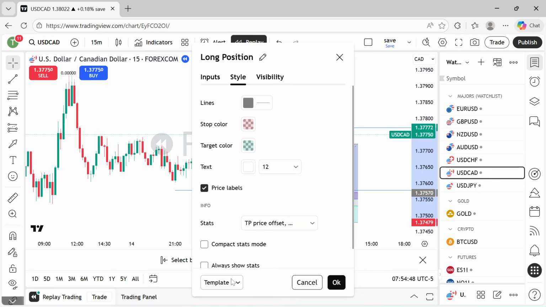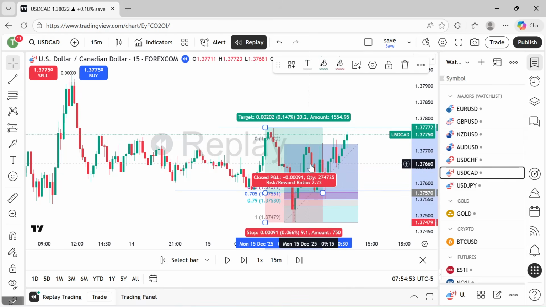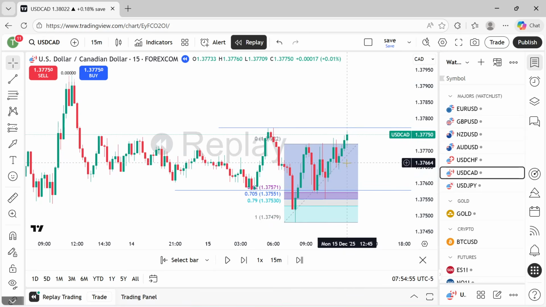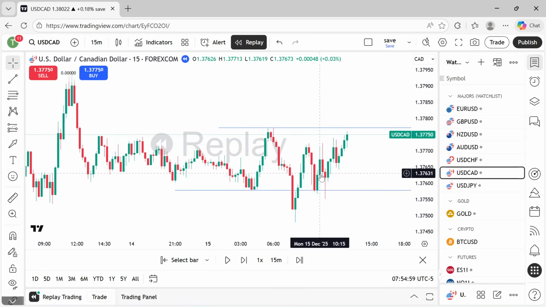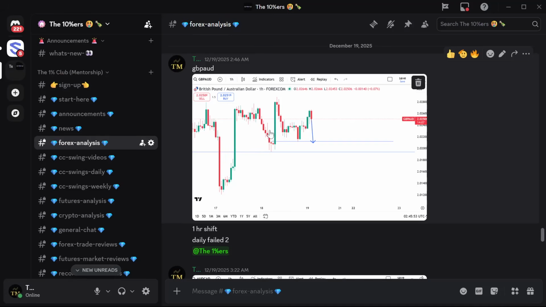And you can apply the same process, like I said a moment ago, on the daily, on the weekly, and do it the same exact way. It's just on a higher time frame. And I'm going to show you an example of that higher time frame now on the daily. You see this right here, plugged in the chat room on Friday: GBP AUD, 1 hour shift, daily failed 2.